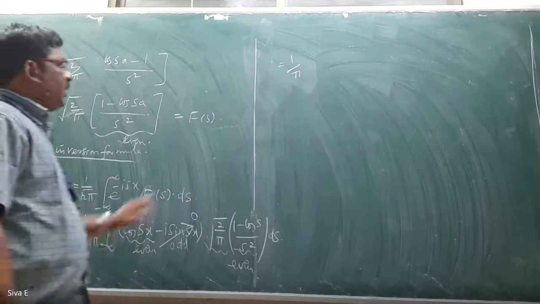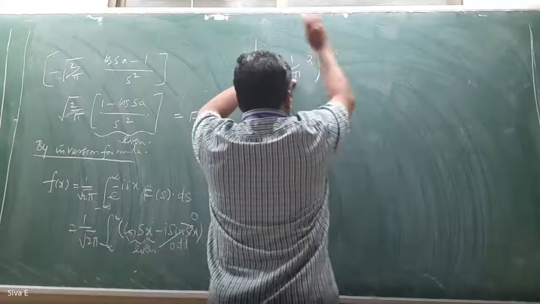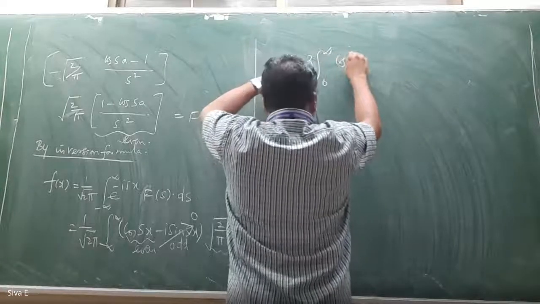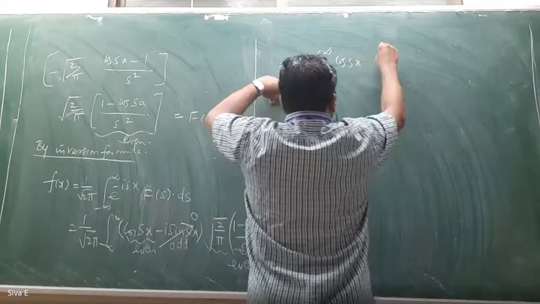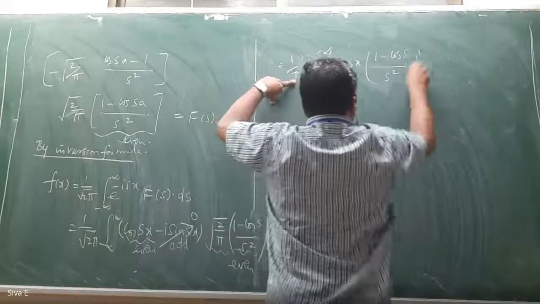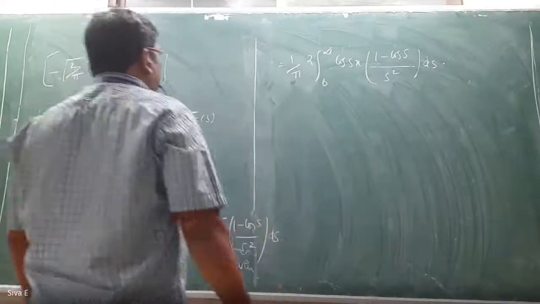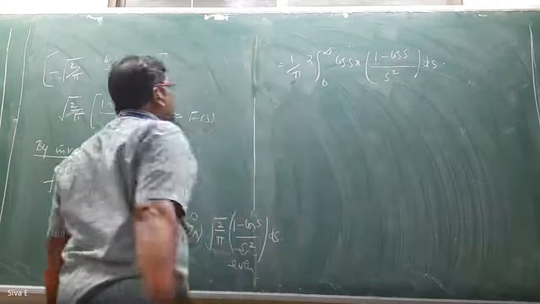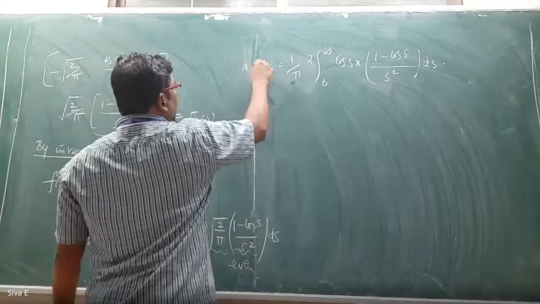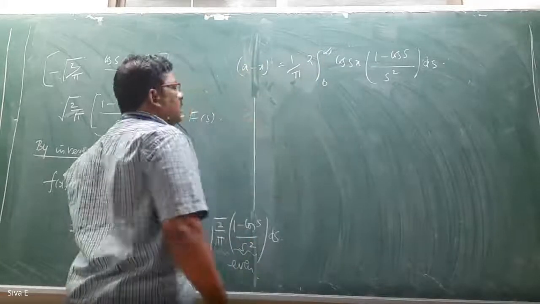So 1 by root 2 pi, 1 by pi, multiplied by 2 here, integral over 0 to infinity cos sx (1 minus cos sa) by s square dx. But what is the right hand side? The right hand side is f of x. What is f of x here? A minus x, because in the limit 0 to infinity a minus x will become.